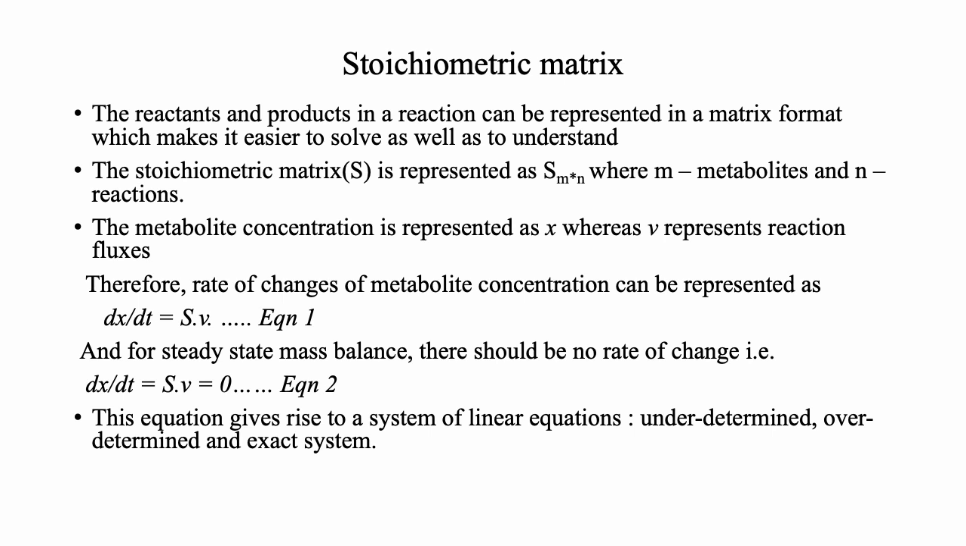For the steady-state mass balance, there should be no rate of change of the concentration. So dX/dt equals S times V equals 0. This equation gives rise to a system of linear equations which could be underdetermined, overdetermined, or an exact system. Underdetermined means M should be less than N. Overdetermined means N should be less than M, and the exact system is M equals N, where metabolites and reactions are equal.